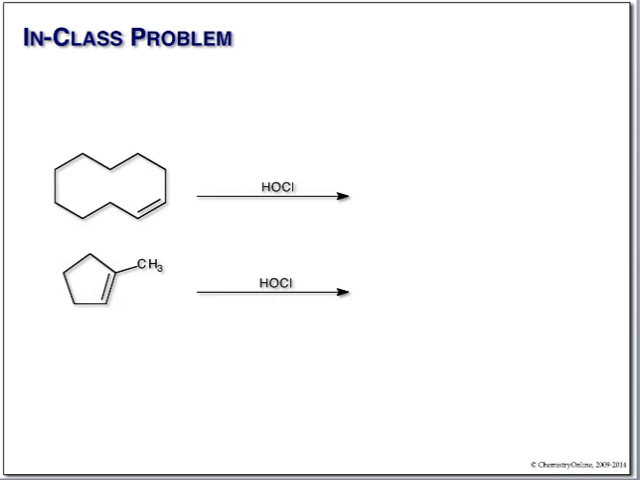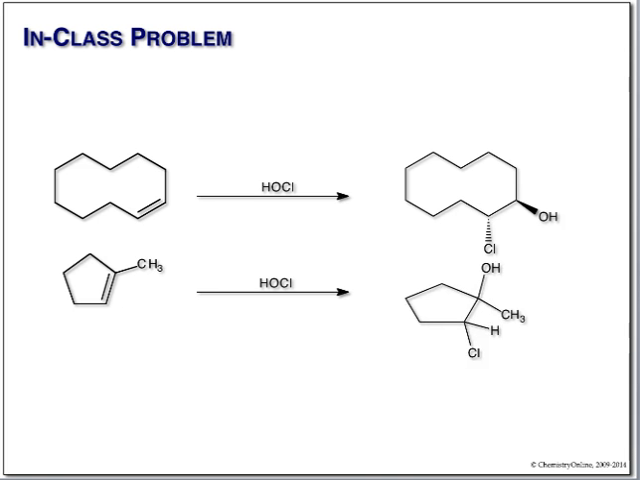Two more. Our 10-member ring again, HOCl. All you have to do here is show we have trans stereochemistry. Markovnikov selection, hydroxyl group here, trans addition, and it looks like that.